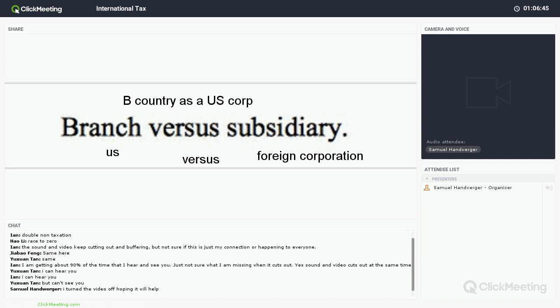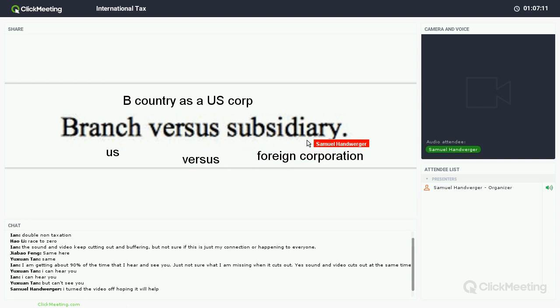That means that it's a branch of the United States company. That's what this branch concept means. So the result is that all the income earned by the branch will be taxed in the US, and it may even be taxed in the foreign country, country B, once the threshold has been crossed and we're considered to be subject to their inbound taxation rules.